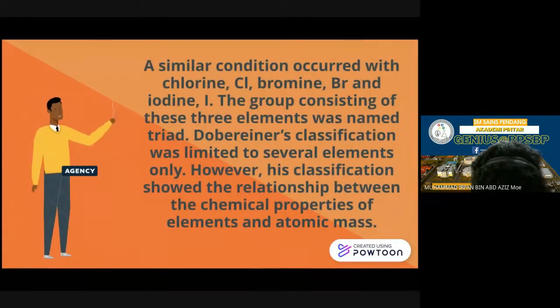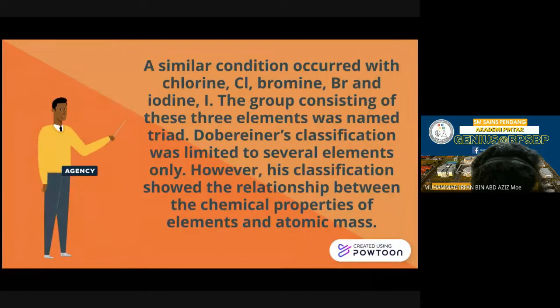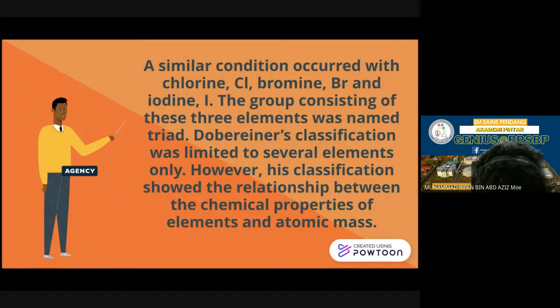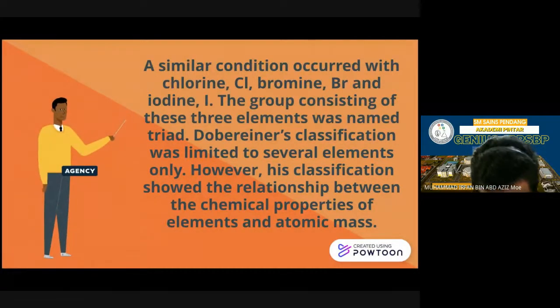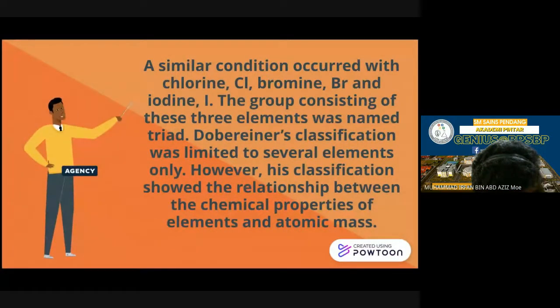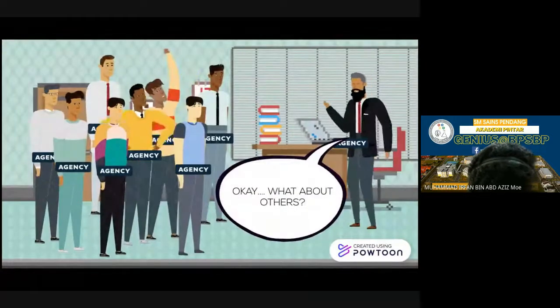A similar condition occurred with chlorine Cl, bromine Br, and iodine I. The group consisting of these three elements was named triad. Döbereiner's classification was limited to several elements only. However, his classification showed the relationship between the chemical properties of elements and atomic mass. Okay, what about others?